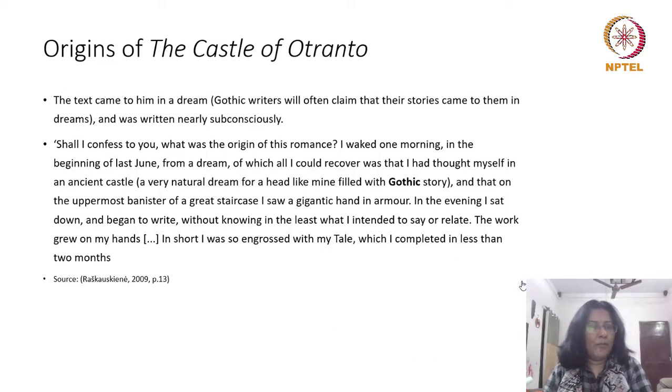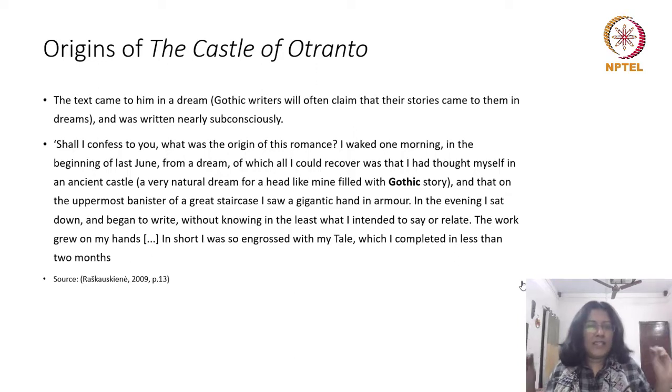The next quote is by Walpole. He's supposed to have said, "Shall I confess to you what was the origin of this romance?" He calls it romance, an adventure story. And he says, "I waked one morning in the beginning of last June from a dream of which all I could recall was that I had thought myself in an ancient castle, and that on the uppermost banister of a great staircase, I saw a gigantic hand in armor. In the evening, I sat down and began to write without knowing in the least what I intended to say or relate. The work grew on my hands. In short, I was so engrossed with my tale, which I completed in less than two months."